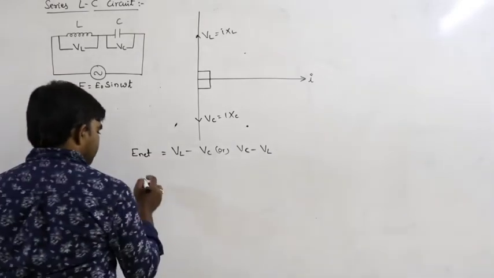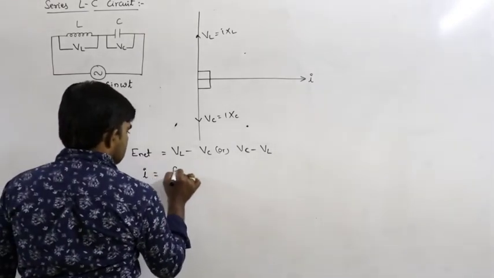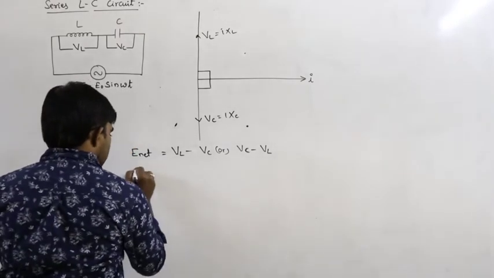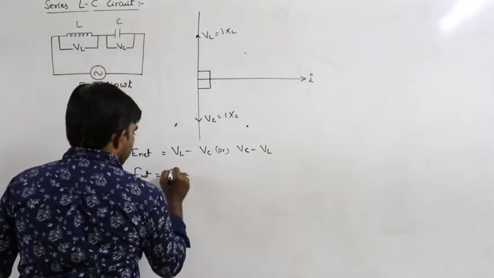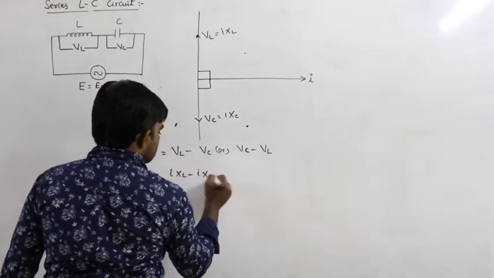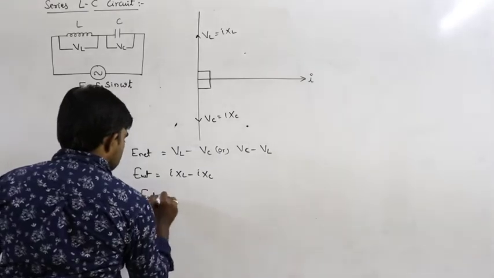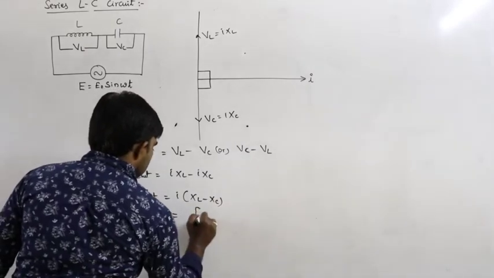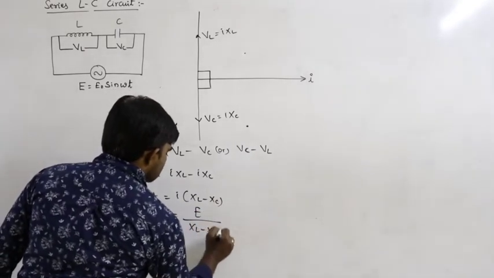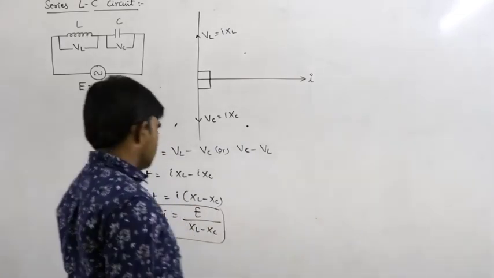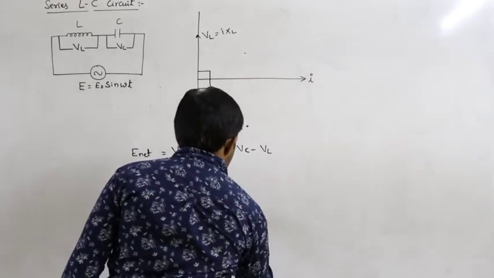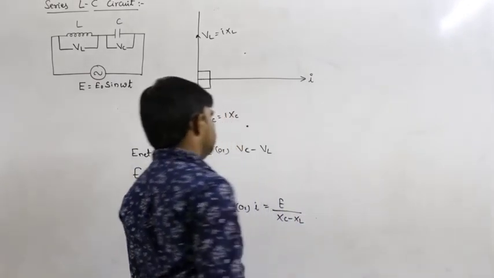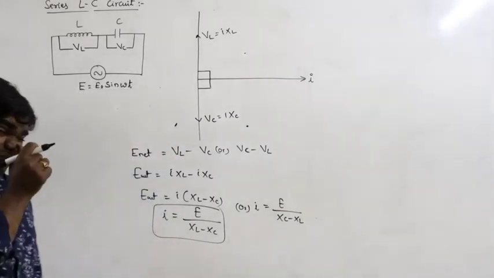So from this we can write E net as I XL minus I XC. So E net is equal to I into (XL minus XC). Therefore I is equal to E by (XL minus XC). Or based on this we can write I is equal to E by (XC minus XL).